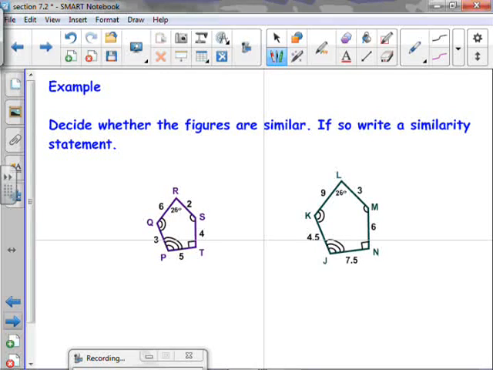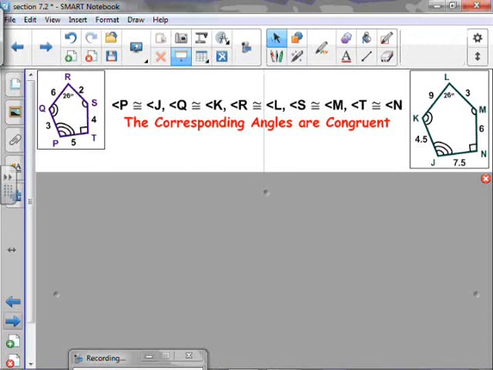Okay? So let's do an example here. Decide whether the figures are similar, and if so, write a similarity statement. Okay? So we are going to walk through this in the next slide or two. So here are the two figures again. First of all, I look at my pairs of angles. I see that P and J are the same. I see that Q and K are the same, R and L are the same, S and M are the same, T and N are the same. So I have all of my angles congruent. Now all I need to do is check to make sure that the ratios of side lengths are the same. So I need to make a bunch of ratios.